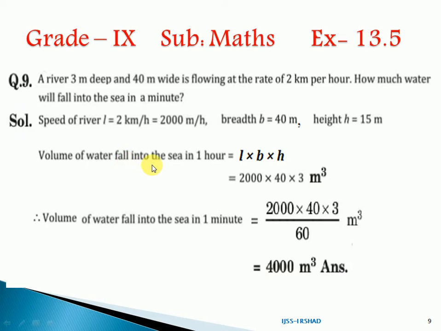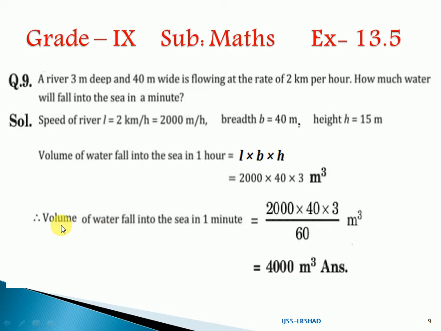Then volume of the water that fall in sea in 1 hour is length into breadth into height. So length I have taken here 2000 meter, 2000 into 40 into 3, this one will come. But they told you in a minute, and this we have found in 1 hour. So in 1 minute how much water flows? So just we will divide by 60, because in 1 hour 60 minutes are there.